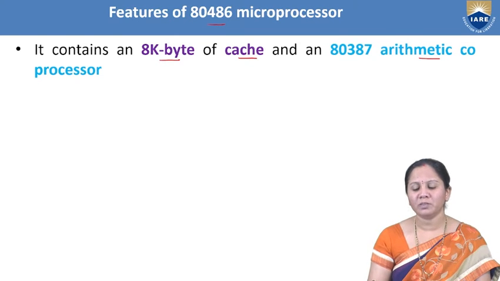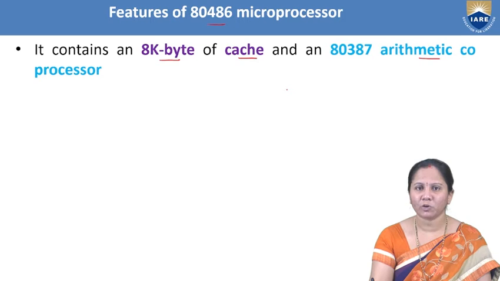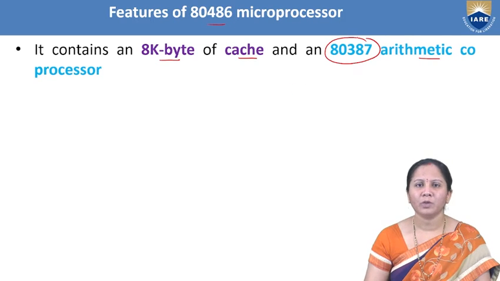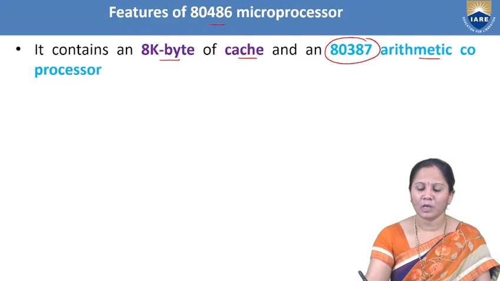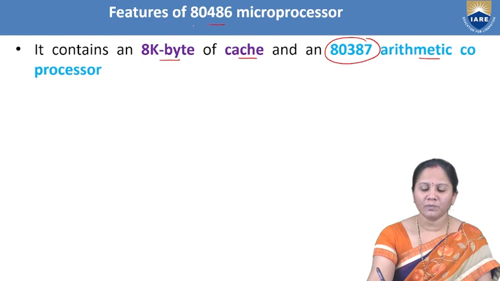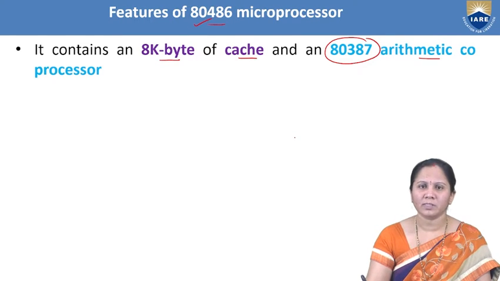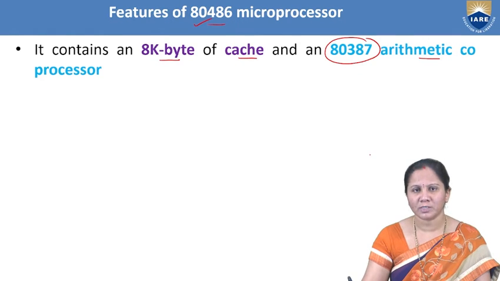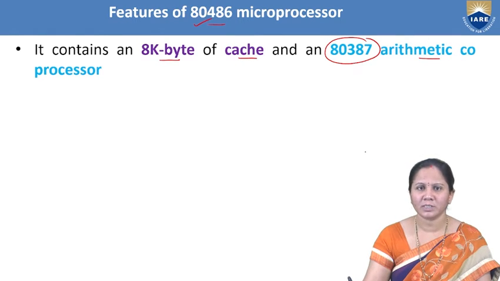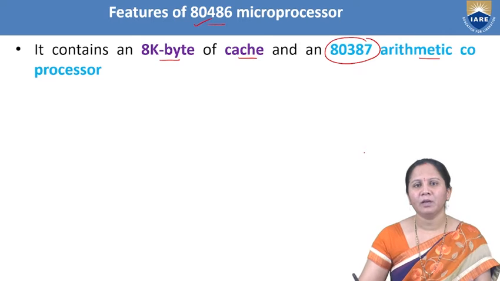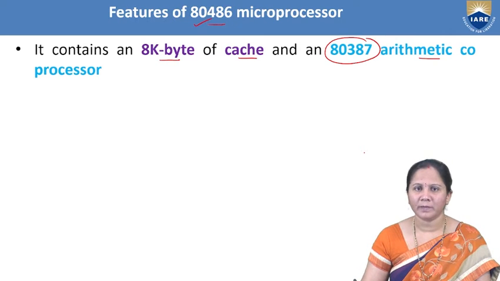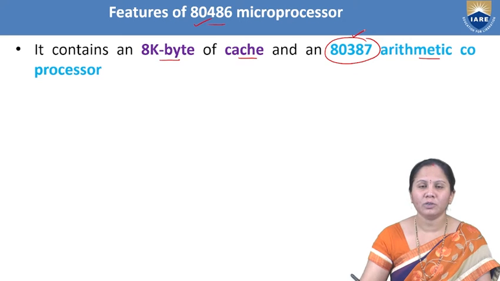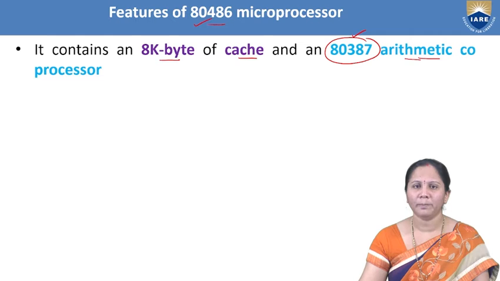So what is the coprocessor for this 80486 microprocessor? Here 80387 is the coprocessor. That means in the CPU, along with the 80486 microprocessor, we will have an additional processor called a coprocessor that performs extended arithmetic and logical operations. In this case, the coprocessor present is the 80387, which performs the arithmetic and logical operations.